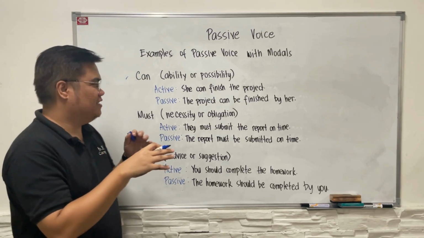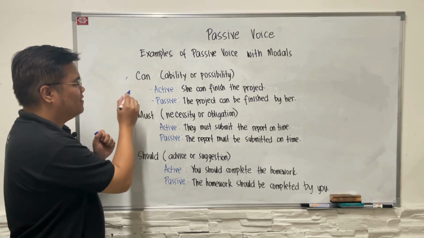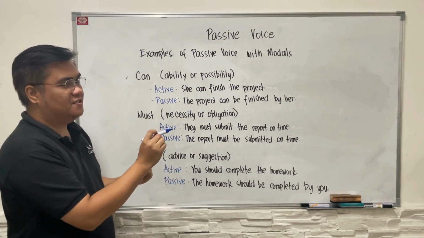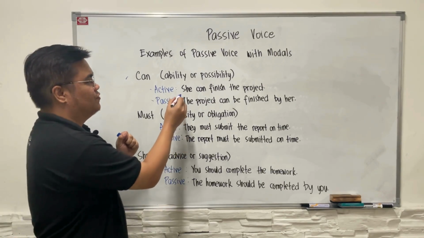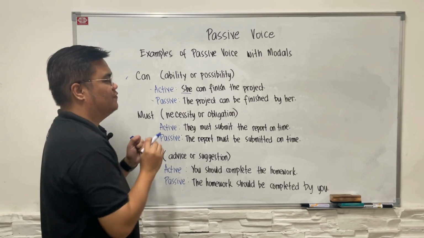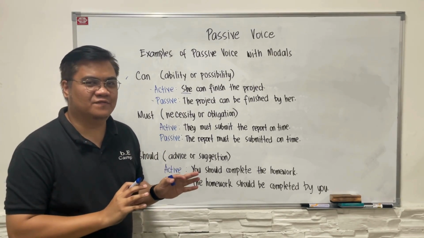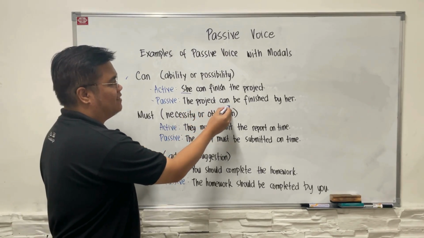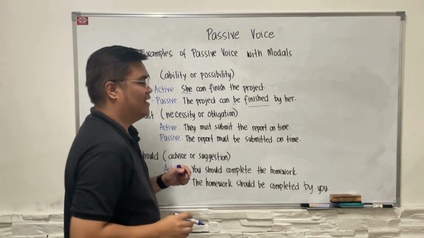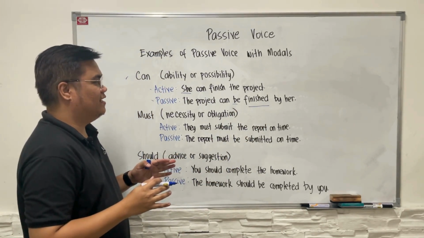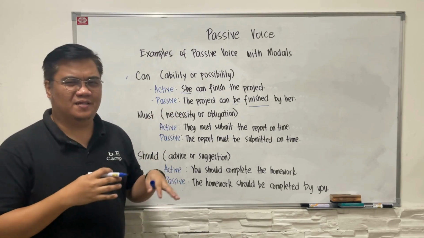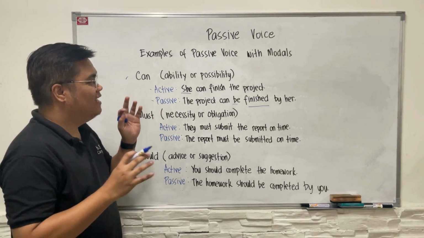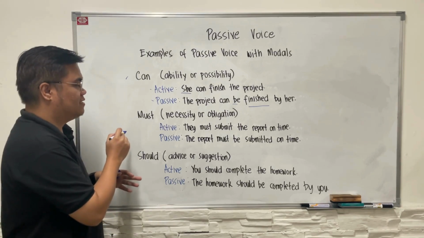Now let's differentiate the active and the passive voice. For active, she can finish the project. So the subject is the doer of the action for active. Now let's have the passive. The project can be finished by her. So again, the subject is not really important for passive voice. That's for can.